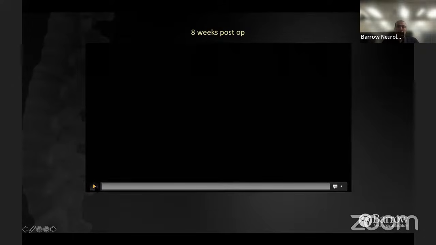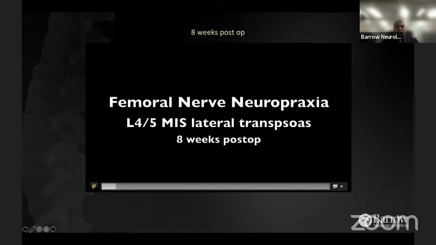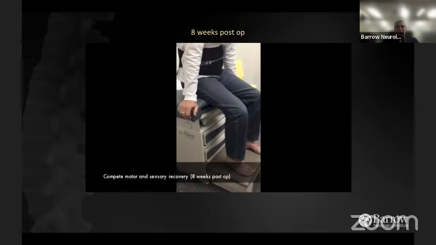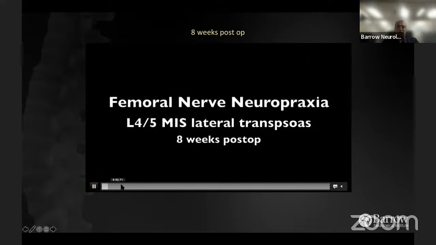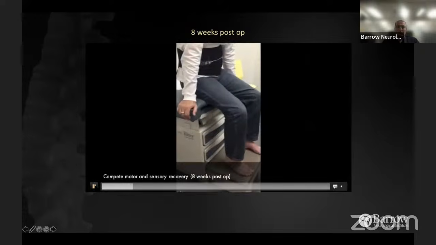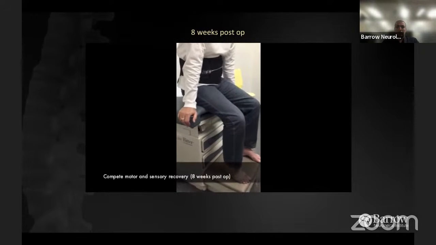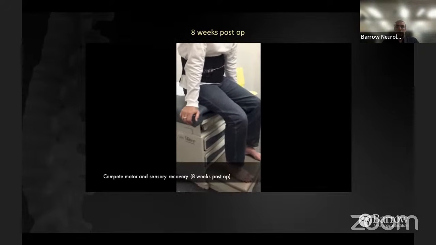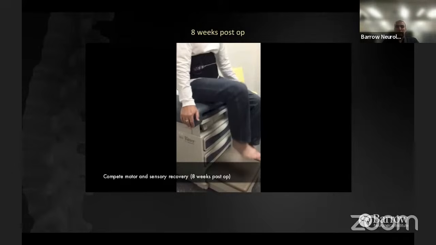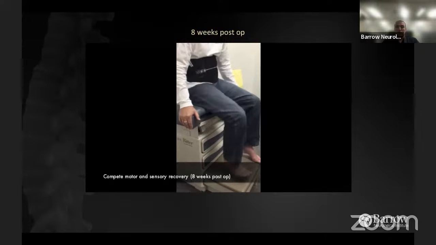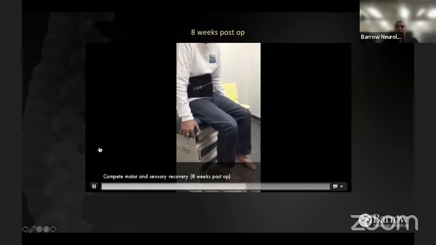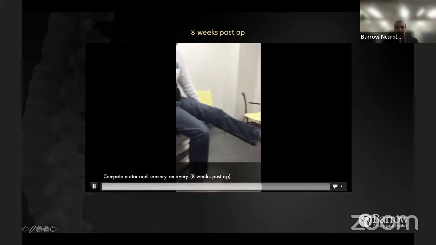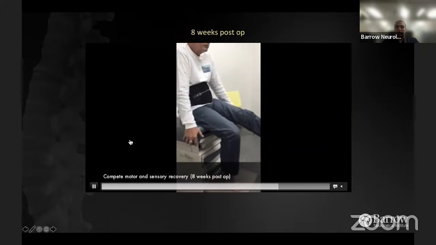And then at 8 weeks post-op, the patient is evaluated in clinic and re-examined. So right was the side of the approach, and he's asked to flex his hip, goes past 90 degrees, it's full strength. Asked to extend the knee, it is full strength. And the contralateral side of the approach, as expected, remains fully intact.